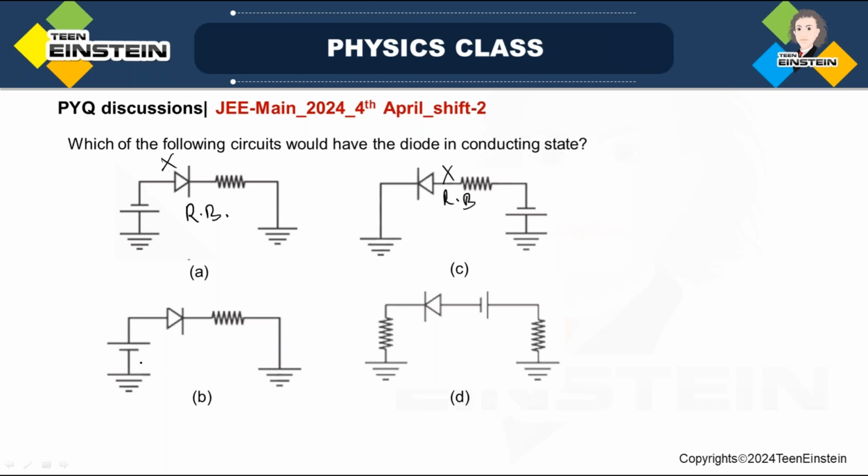Look at this one, this is B. This is actually the positive terminal, so this is forward bias. What about this one? Again, this is reverse bias. So option B will be the conducting diode. So here in this circuit I can say that the diode is in conducting state.